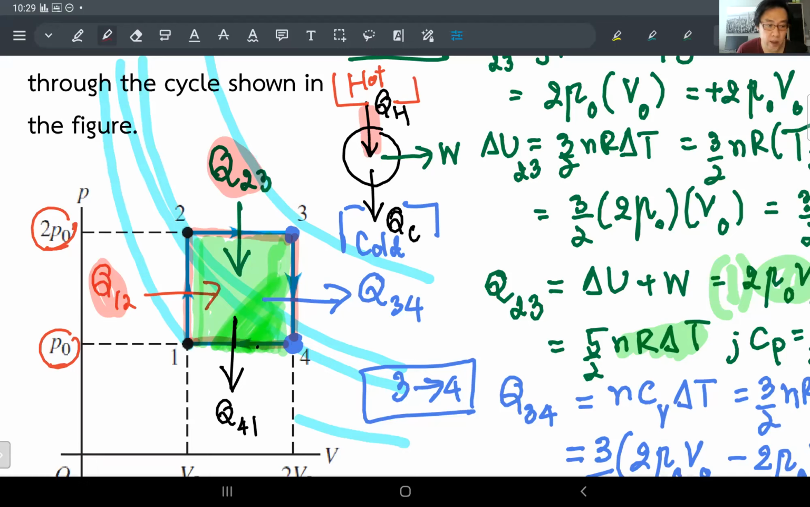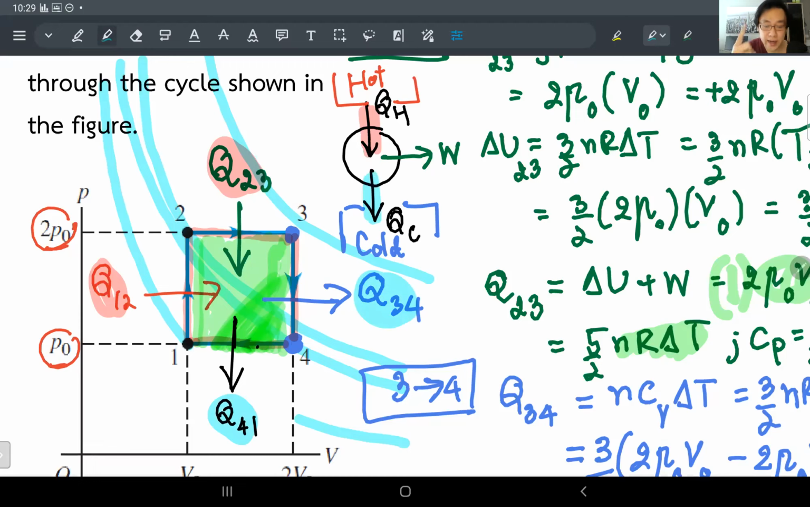With me? Okay. So that means in this particular problem here, the Q hot is going to be the combination of the Q12 and Q23. Same idea. So that means now you understand what's supposed to be the heat that's flowing out. So now it's going to have Q34 and Q41. This is going to be your Q cold right there, the one that's flowing out.